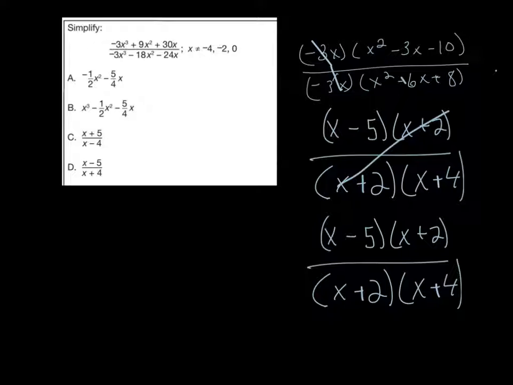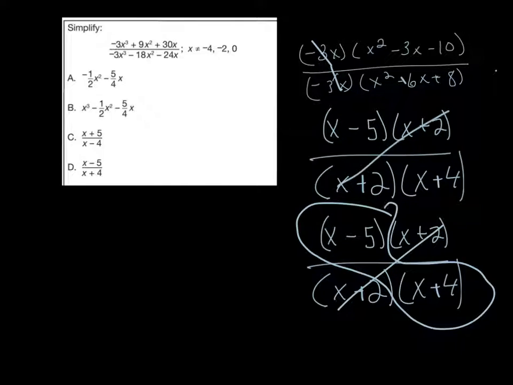write the factors out, and I get the factor of x squared minus 3x minus 10 to be x minus 5 times x plus 2, and in the denominator I have that x plus 2 times the x plus 4. So the result is going to be that we are left with just this x minus 5 over x plus 4, okay, which is going to be our D solution here.